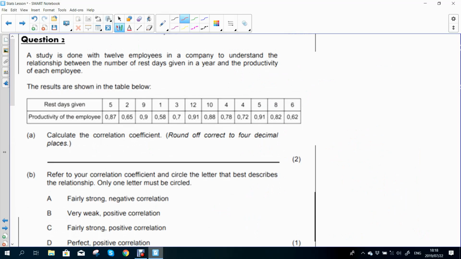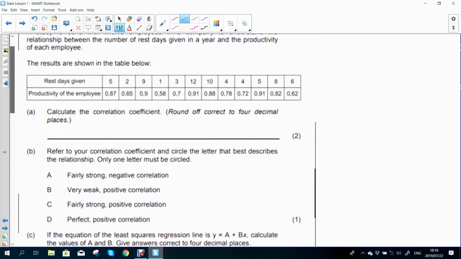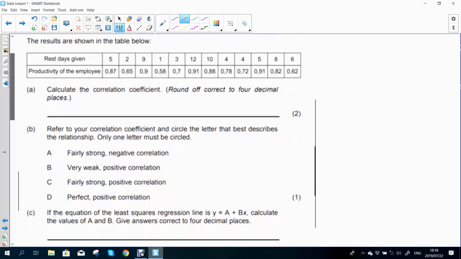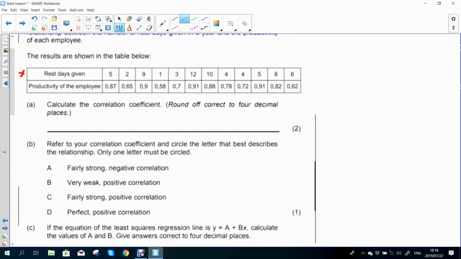Question 2. A study is done with 12 employees in a company to understand the relationship between the number of rest days given in a year and the productivity of each employee. And then it gives you what we call an X and a Y list of numbers.